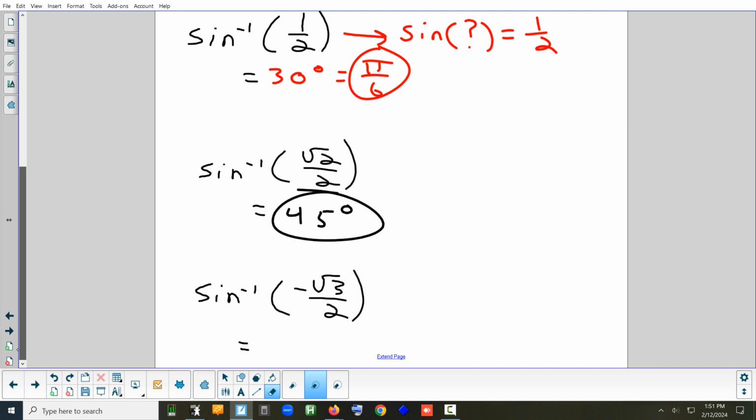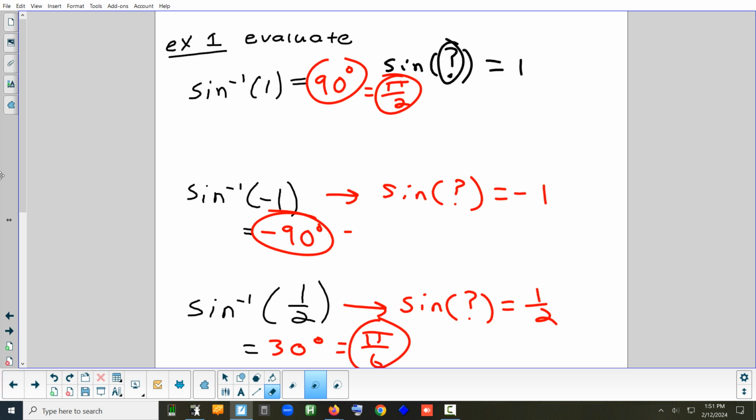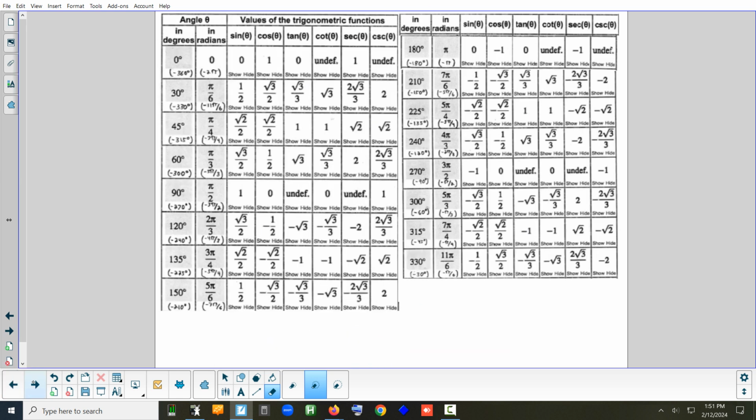All right. So where do we see negative root 3 over 2? 60 degrees. Can you say that again? Is it 60 degrees? That's positive root 3 over 2. We're looking for negative. 300. Yep, I'd agree with that one. Anywhere else? I said 240, not 300, but yeah. Oh, I thought I heard someone say 300 at the same time.